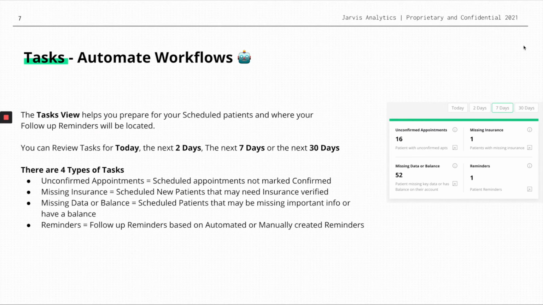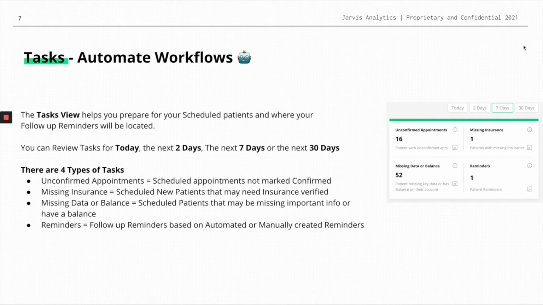Next, let's discover what all appears under the Tasks view of the front office module. Tasks really allows you to automate your workflows through those reminders we discussed earlier. The Tasks view helps you prepare for your scheduled patients and follow up on your reminders. You can review tasks and reminders that are due for today, the next 2 days, the next 7 days, or the next 30 days using the filters at the top of the page.